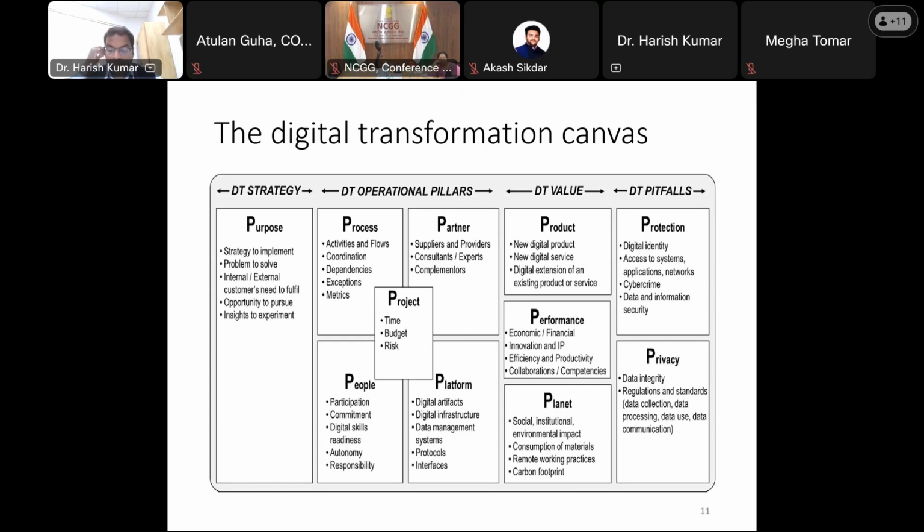On the performance side, we talk about how we are going to increase the revenue of the government side and how we are going to make use of the network of the collaborators. If we talk about the planet, like social, institutional, and other aspects, carbon footprint integration means environmental sustainability. While implementing digital transformation, we should not forget the environment, and we need to take care of environmental sustainability in terms of reducing pollution and such other factors.